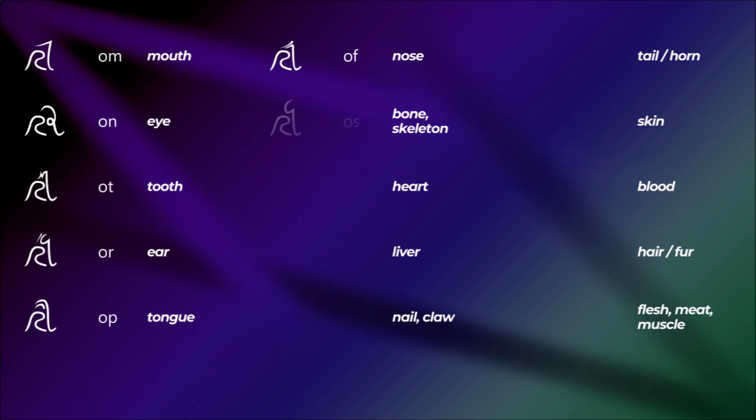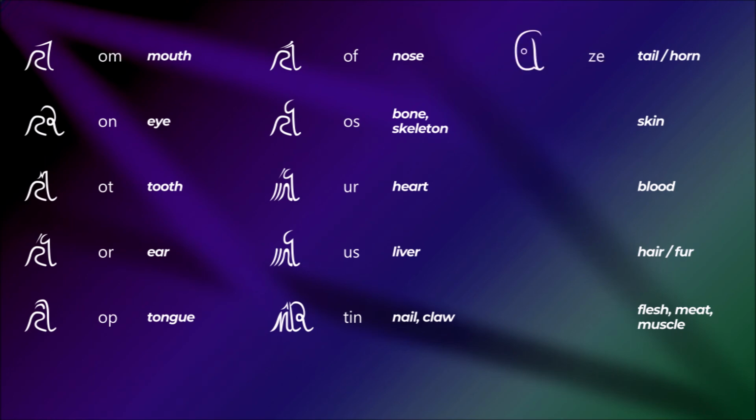Bone. Os. Heart. Ur. Liver. Us. Nail or claw. Tin. Tail or horn. Ze. Skin. Zo. Animal blood or plant sap. Ba. Human hair or animal fur. Bi. And finally, flesh or muscle. Fe.